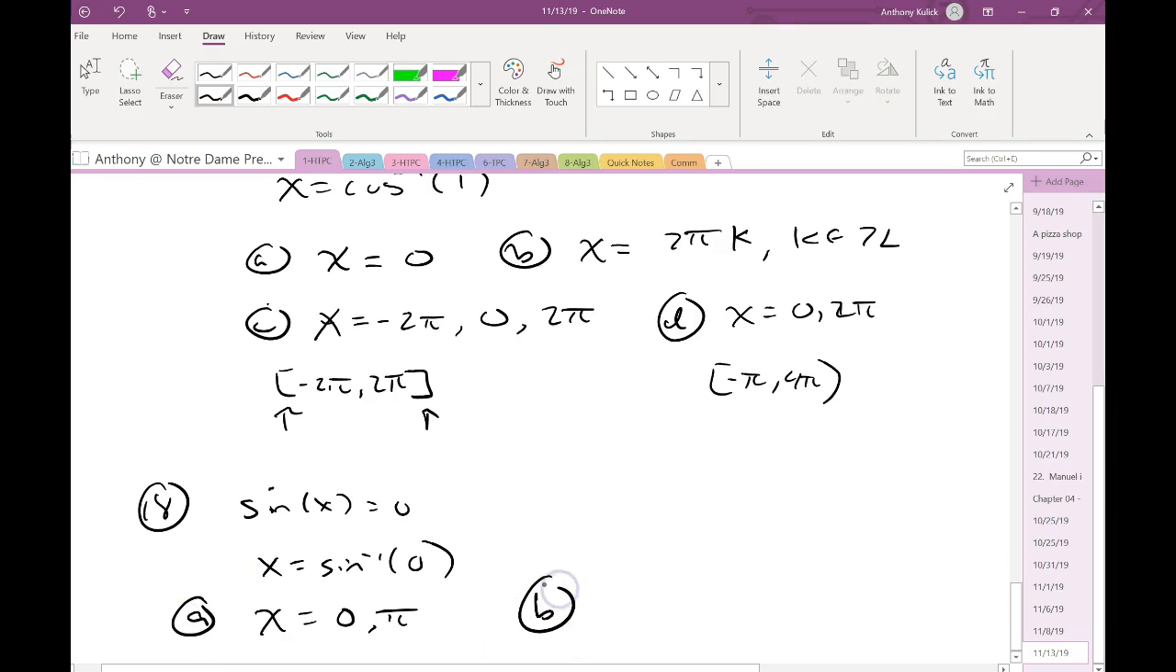For B, notice this is one of those rare occasions where the distance between our answers on the unit circle is pi. Like 0 to pi is pi, and then pi back to 0 is another pi. So I can condense this down into 0 plus pi k, or just pi k. It's not wrong to write 0 plus 2 pi k and pi plus 2 pi k, but it's more than you need.